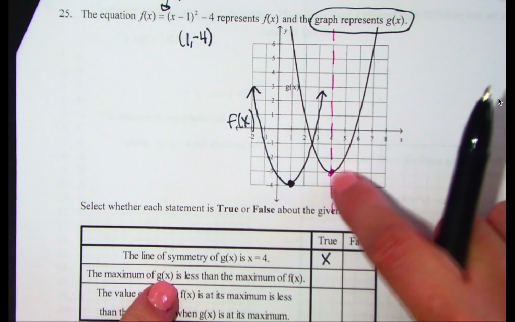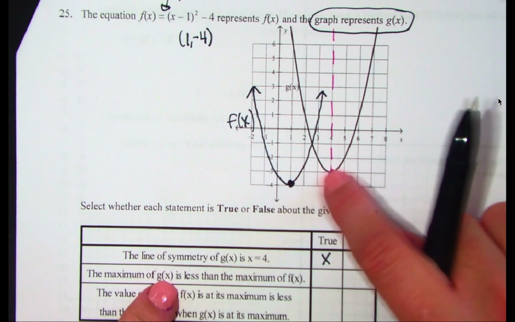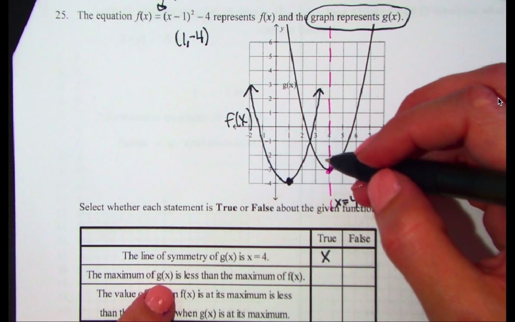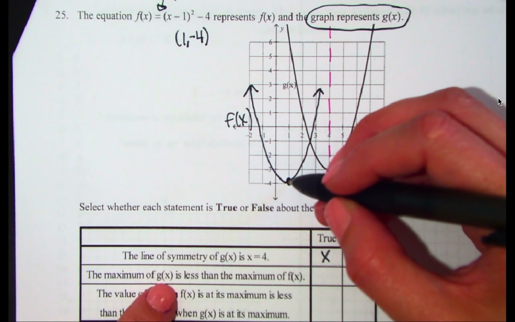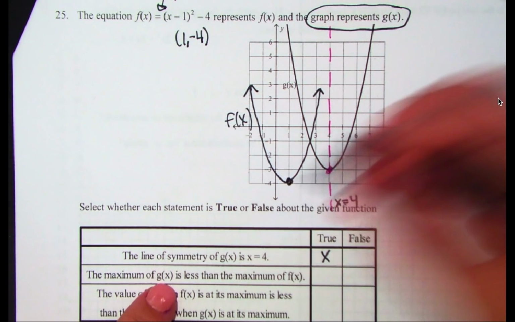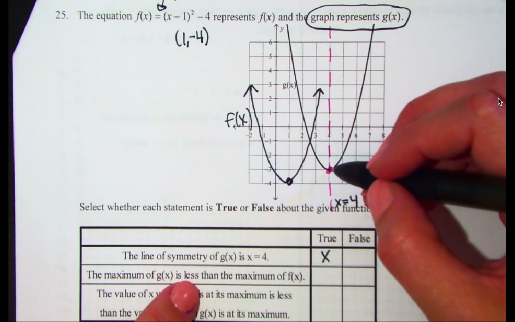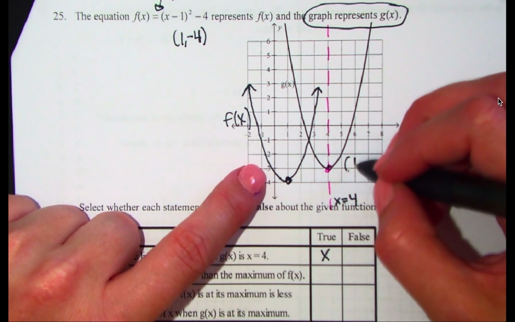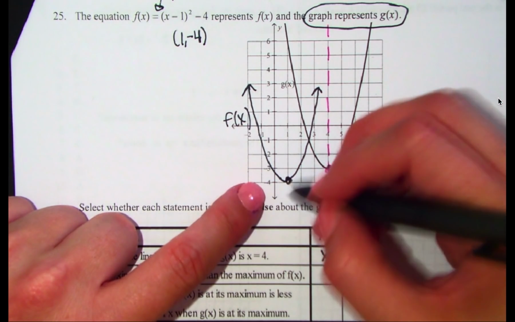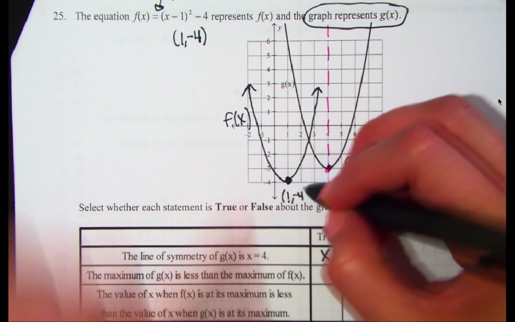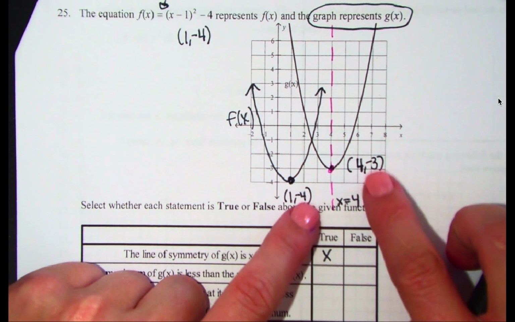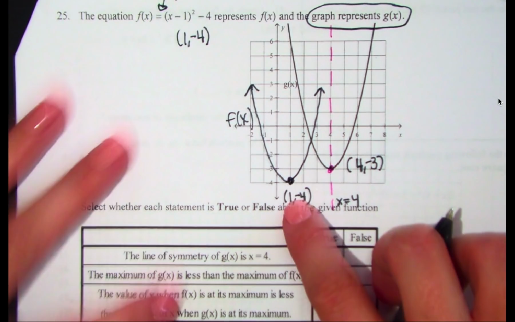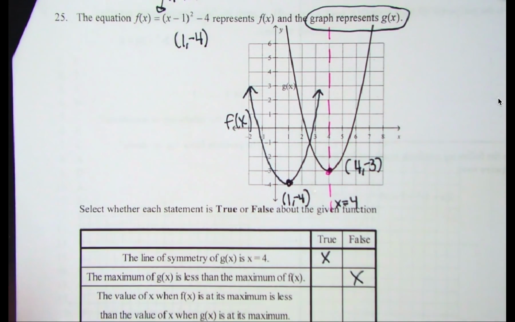So g of x has a minimum over here at -3, and then my minimum for f of x is at -4. So g of x is not less than, it's actually greater than. And let me write that down. So this ordered pair is 4, -3. This ordered pair is 1, -4. And we're going to actually look at their y values. Or you just see on the graph that f of x is below, so f of x is less, not g of x, so that's false.